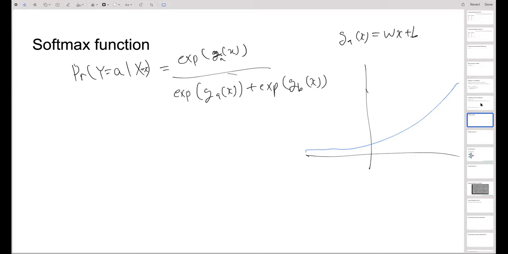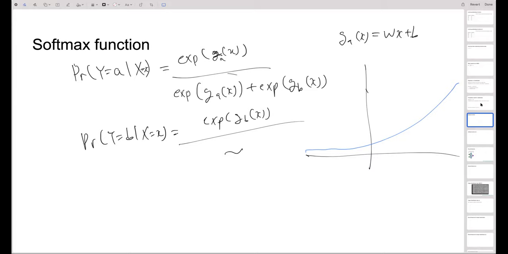Right, and then now you have two positive numbers, g of a of x and g of b of x, exponentiated, and then you basically put this summation as the denominator and use the numerator for one of g of a or g of b. So of course, if you want to compute the probability of y being b given x equals x, the numerator will be different, but the denominator will be the same. And what's nice about this property is, first of all, everything is positive. So there's nothing really bad happening here.